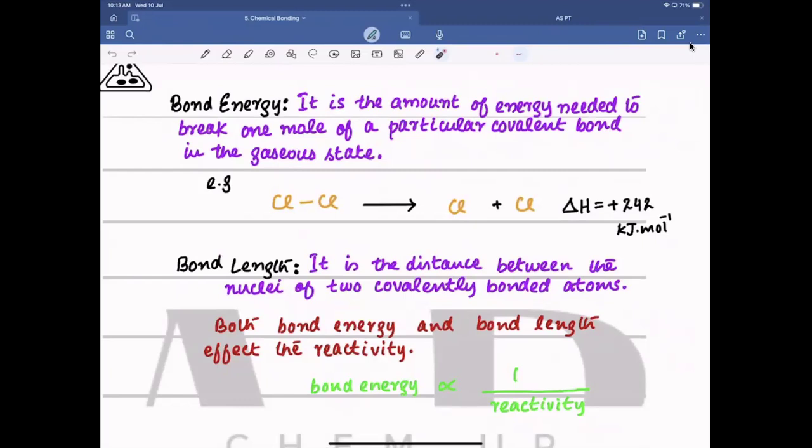Less reactive. And if the bond energy is a very small value, it means it needs a very little amount of energy to break. So it means that bond is reactive, right? Yes. Okay. Next one is bond length.